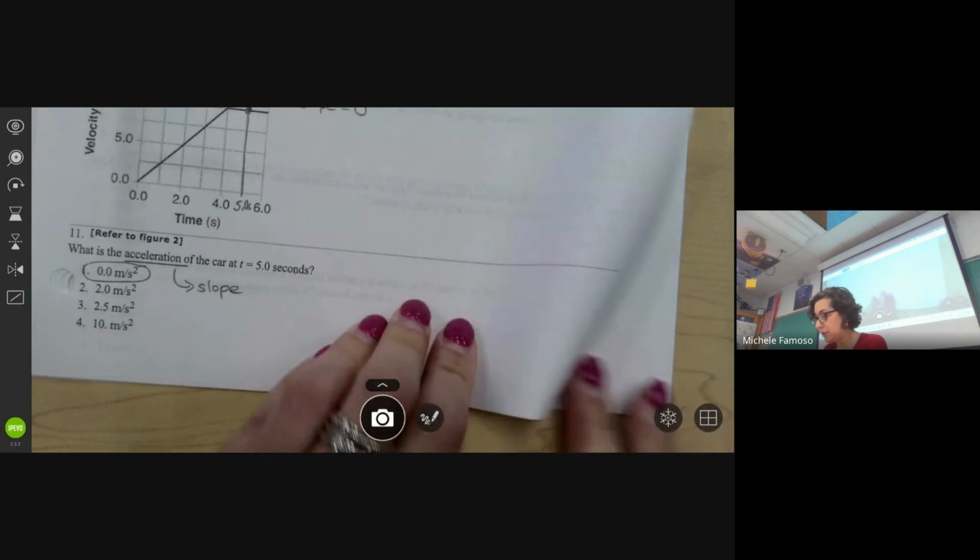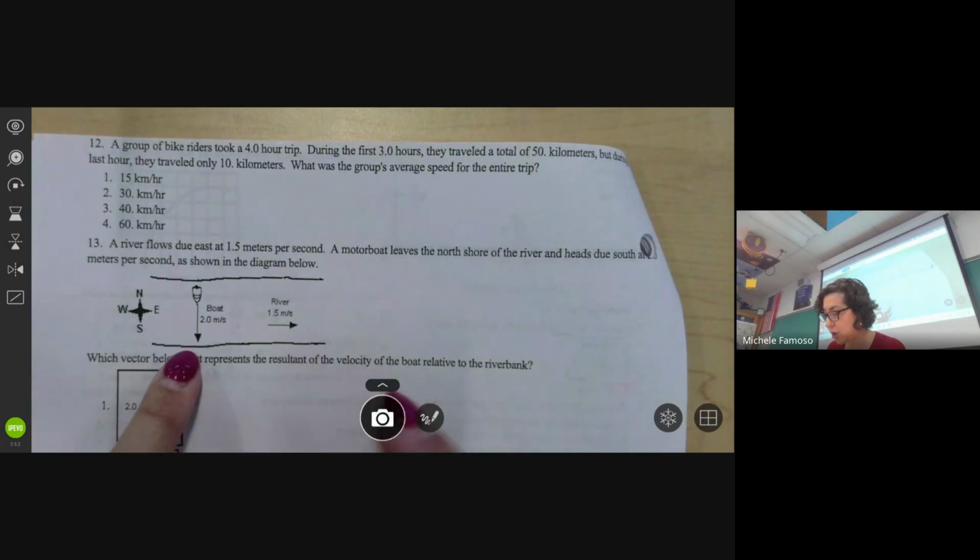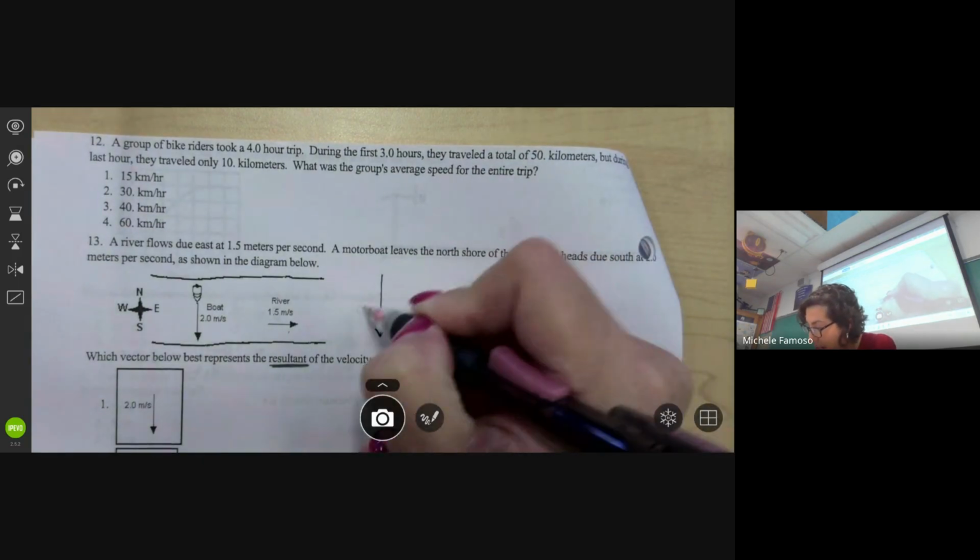All right, next 2 pages then, through question 20. Through question 20. Anything there through question 20? 13. All right, number 13 is showing you a boat going across a river at 2.0 meters per second, but the river is moving downstream at 1.5 meters per second, and I want to know what's the resultant. We talked about doing resultant displacements in Unit 2. You can also do this with velocities or any vector. To figure out what the resultant is, you add these vectors head to tail. So I'm going to do that.